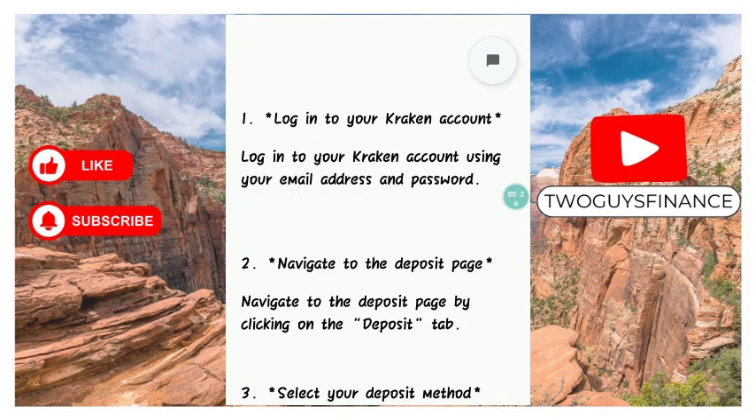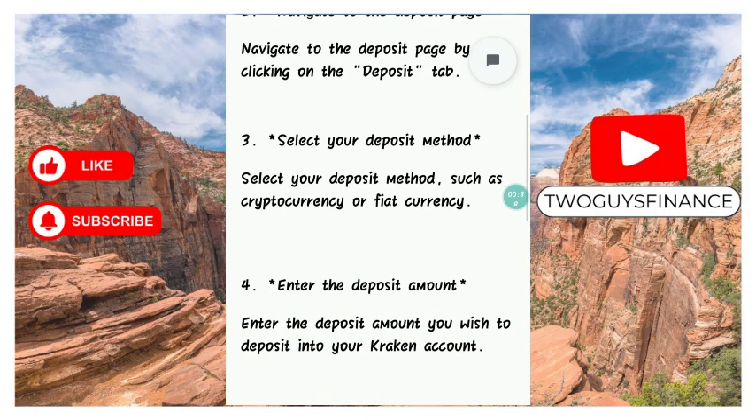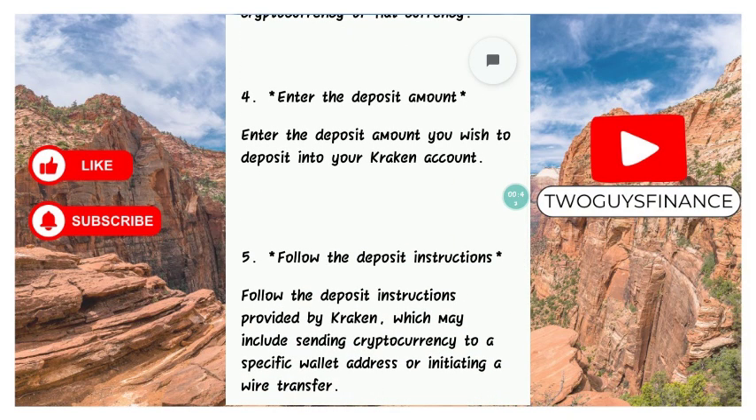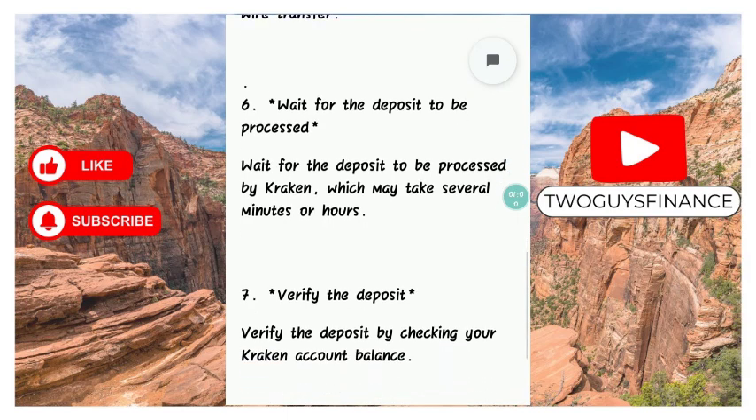It's going to take you to the deposit page, and there you can select your deposit method, such as cryptocurrency, or you could do deposit through fiat currency. Just select the one that you want to use, and then you're going to need to enter the deposit amount that you wish to deposit into your Kraken account, and then just follow the deposit instructions that are going to be provided by Kraken, which may include sending cryptocurrencies to a specific wallet address or initiating a wire transfer if you're using fiat currency. And then just wait for the deposit to be processed.